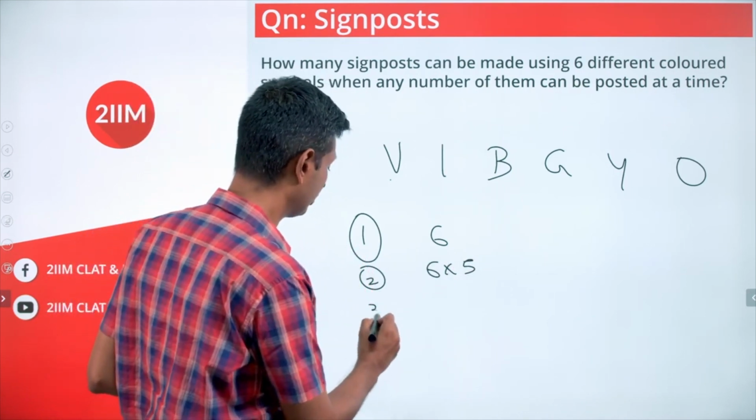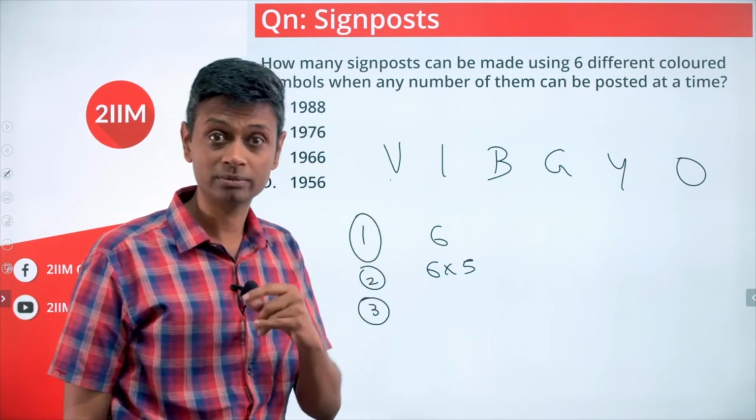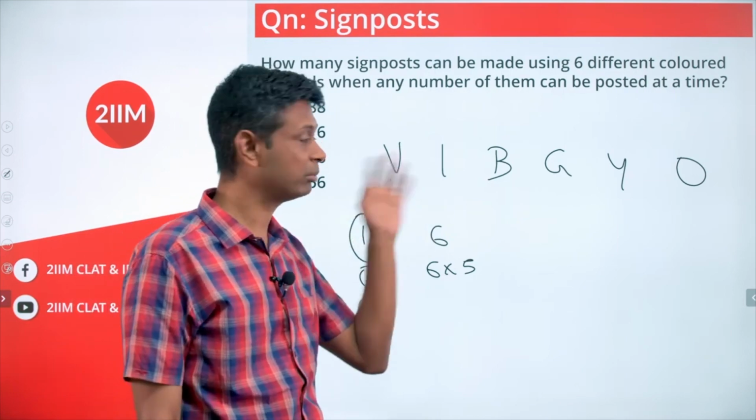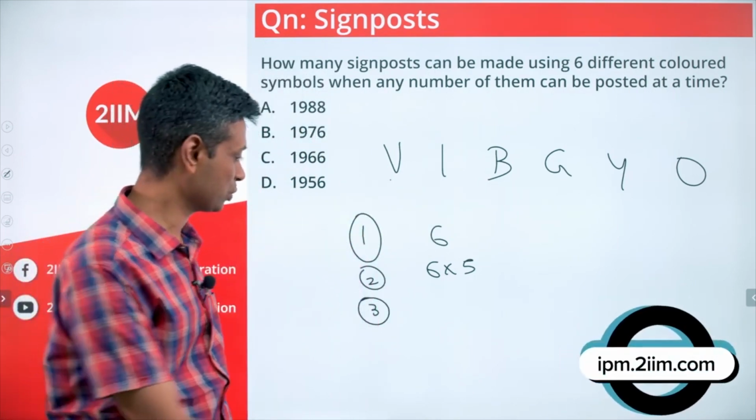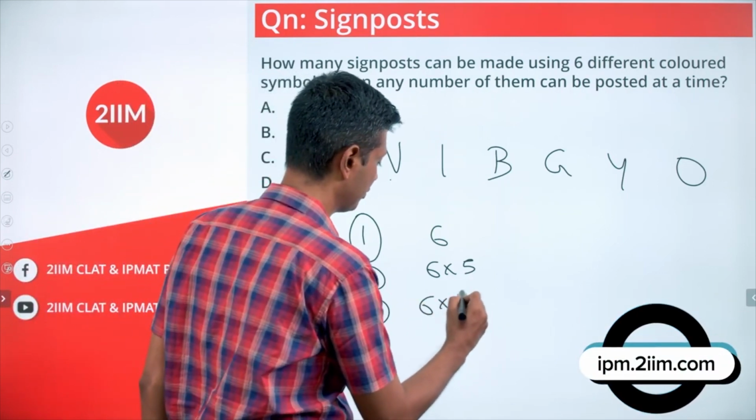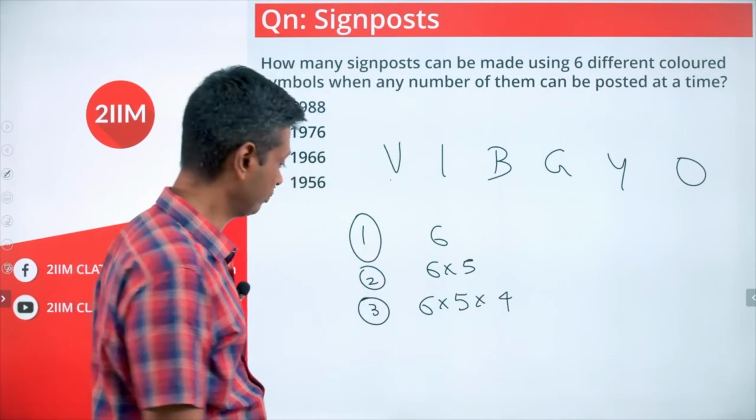I want to select 3 of these. 6C3 into 3 factorial. I select violet, indigo and blue, and then they can be arranged in 3 factorial ways. Or 6P3. 6 ways for the first one, 5 ways for the second one, 4 ways for the third. After this, I think we're done.